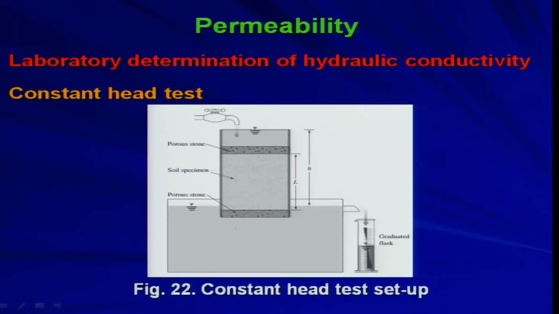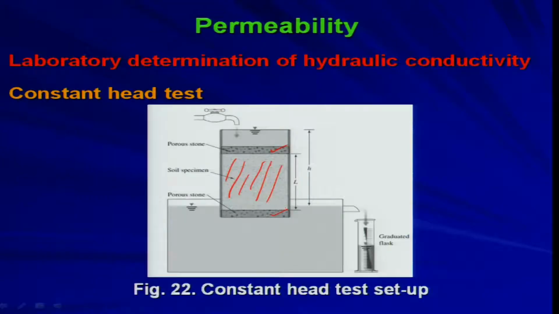Here, this is your soil sample, and on top of the soil sample you have one porous stone, and at the bottom of the soil sample you have another porous stone. These porous stones will allow the water to flow through the soil specimen, but will not allow the soil to go out along with the flow. So, it will act as a screen.